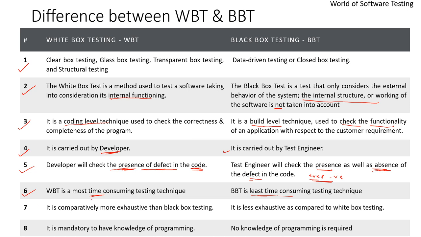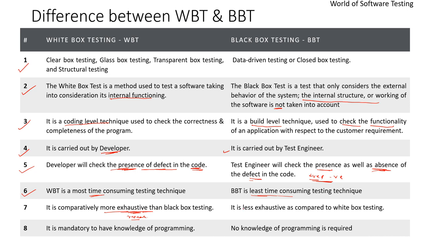The next is WBT is comparatively more exhaustive than black box testing. So what happens? Mostly the developers run the repetitive test. Whatever tests are already developed, they will try running those same test cases in case of WBT. So that's why it is comparatively more exhaustive. Exhaustive means repetitive tests, or the same set of tests we are performing on the application, on the code here. In case of WBT, it is applicable for the code. So that's why it is comparatively more exhaustive than the black box testing technique.